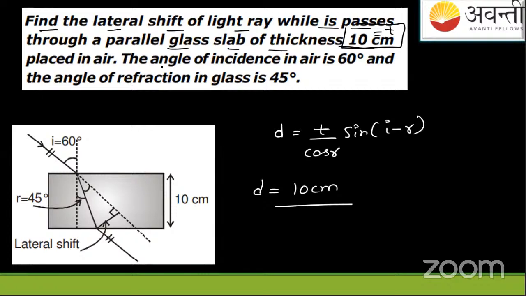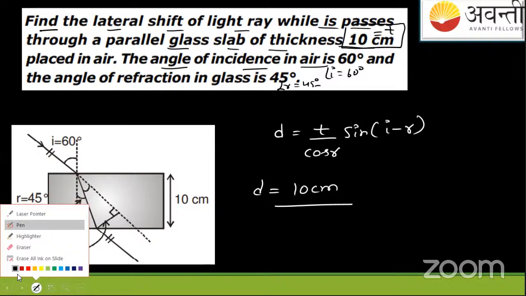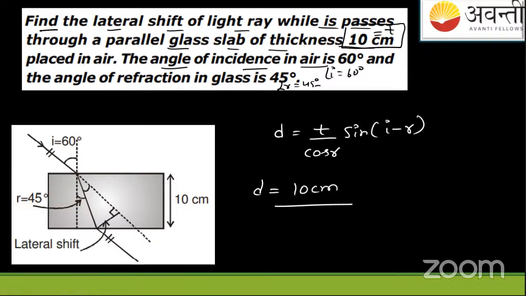Then they say that if it is placed in the air, the angle of incidence in the air, angle I, equals 60 degrees. And now they say the angle R equals 45 degrees. So when we solve all these things, T upon cos R here is basically cos 45 degrees, and sine of I minus R, I here stands for what? 60 degrees minus the angle of refraction, that is 45 degrees.